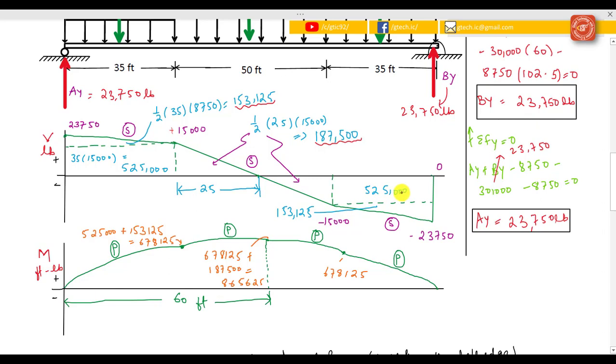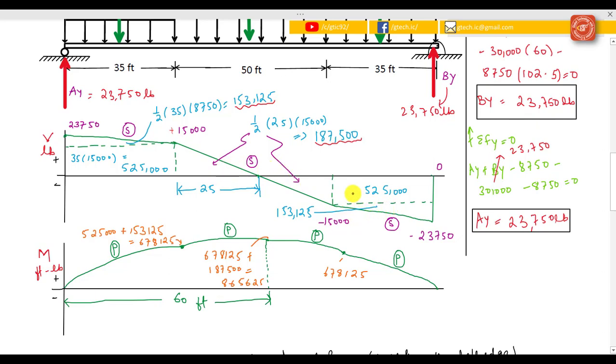So this side of the rectangle's area would also be 5,25,000. Now calculate the area of this right triangle. The formula for the area of a right triangle is 1 by 2 times base times height, and the base is 35 feet and the height is 8,750 pounds. As this is the 15,000, this height would be the 8,750 pounds, and the area would be 1,53,125. Then the same procedure is performed for calculating the area of these three right triangles.